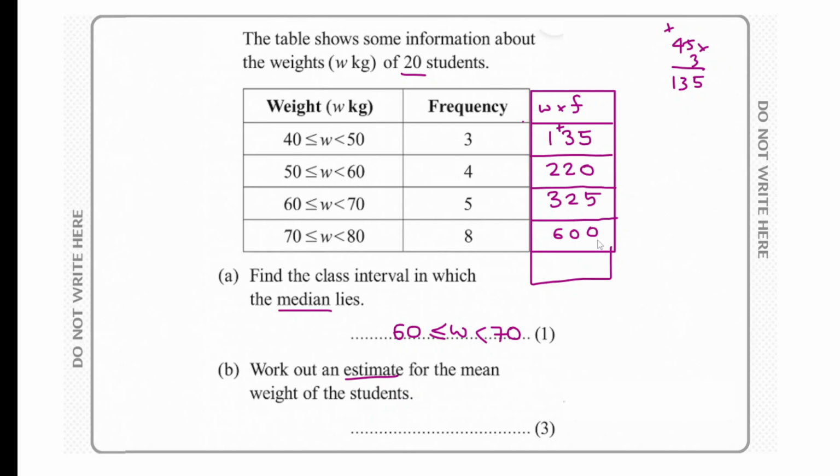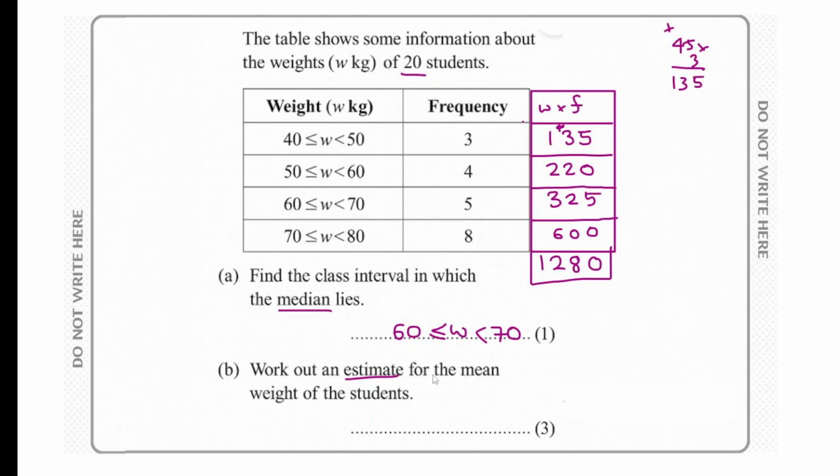5 add 5 is 10. You put a 0. 1 is carried. 3 add 1 is 4. Add 2 is 6. Add 2 is 8. You put 8 here. 1 add 2 is 3. Add 3 is 6. Add 6 is 12. So we know the total of this column, the last column, is 1280.